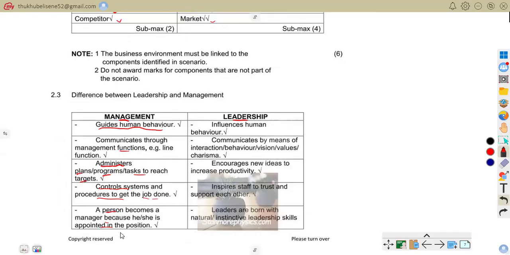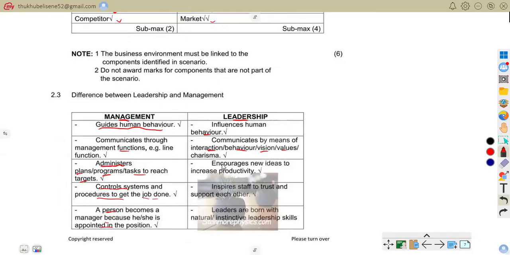So an employee, for example, is promoted to a branch manager. So that is that. Now we can come to leadership. As it says, leadership influences human behavior. For example, it inspires employees to work harder through motivation. Also, leaders communicate by means of interaction, behavior, vision, and values or charisma. So it means that they communicate through interaction, vision, and values.